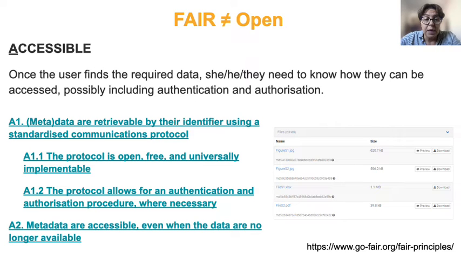Once the user finds the required data, they must know how they can be accessed, possibly including authentication and authorization. In open repositories, it's normally very easy to look at data, so you can understand whether it is what you're interested in and, in case, download it.